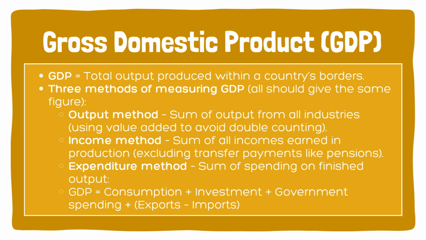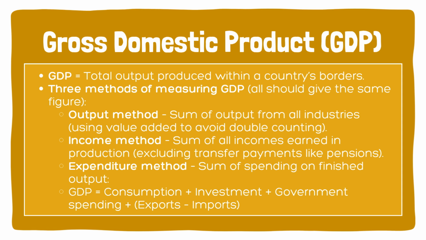The output method calculates GDP by adding up the value of output produced by all industries in a country. However, economists must avoid double counting. For example, the value of a car already includes the value of steel and tyres used in its production. To avoid counting these values more than once, economists measure the value added at each stage of production.